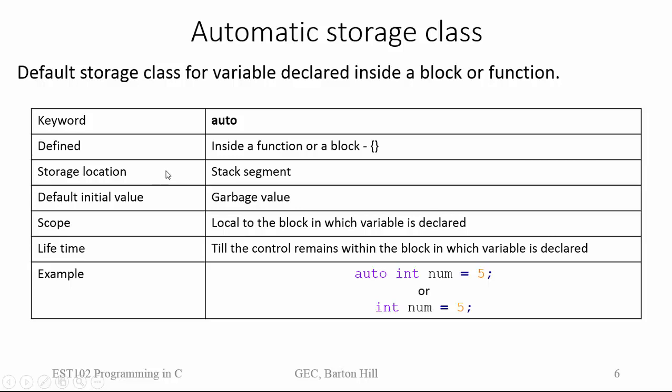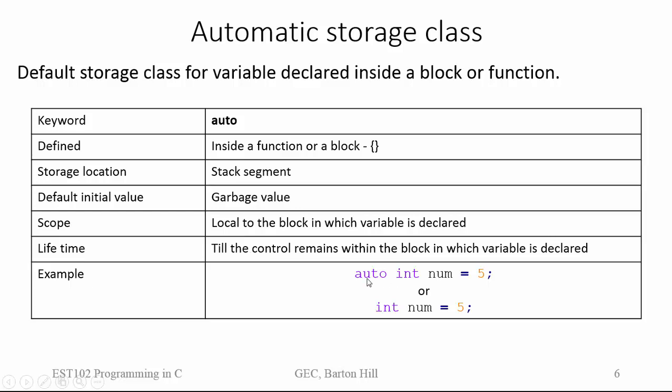Then these automatic variables are stored in our RAM and in a section called stack segment. They will be having a garbage value as default initial value. Then its scope will be local scope, that is it will only be visible in the region or in the block they were declared or defined. Then what is its lifetime? It will be alive until the control remains within the block, or we can say that until the block in which it is defined is executed, it will have life. Once that block of code has completed execution, it will die out.